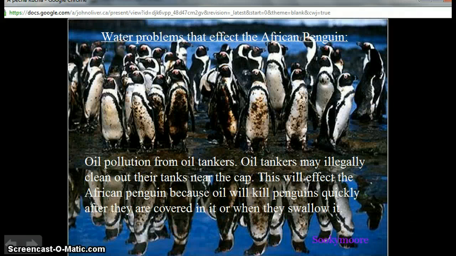Water problems that affect the African penguin. Oil pollution from oil tankers. Oil tankers may illegally clean out their tanks near the Cape. This will affect the African penguin because oil will kill the penguin quickly after they are covered in it or when they swallow it.